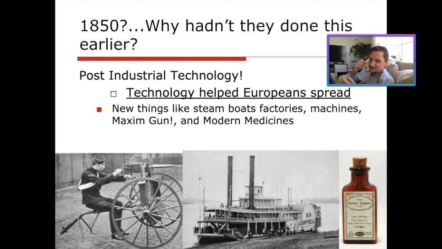So anyway, 1884 was like one of the first operable machine guns. But also, not to mention breech-loading rifles, bolt-action rifles were another big thing.